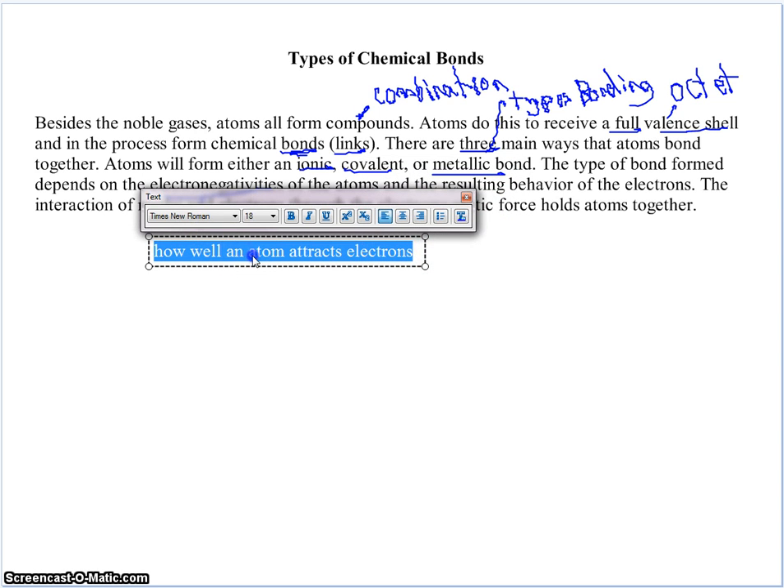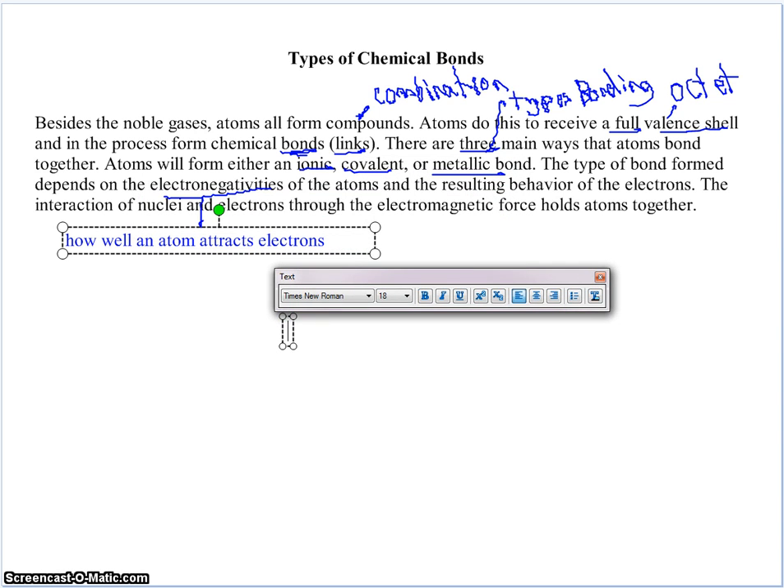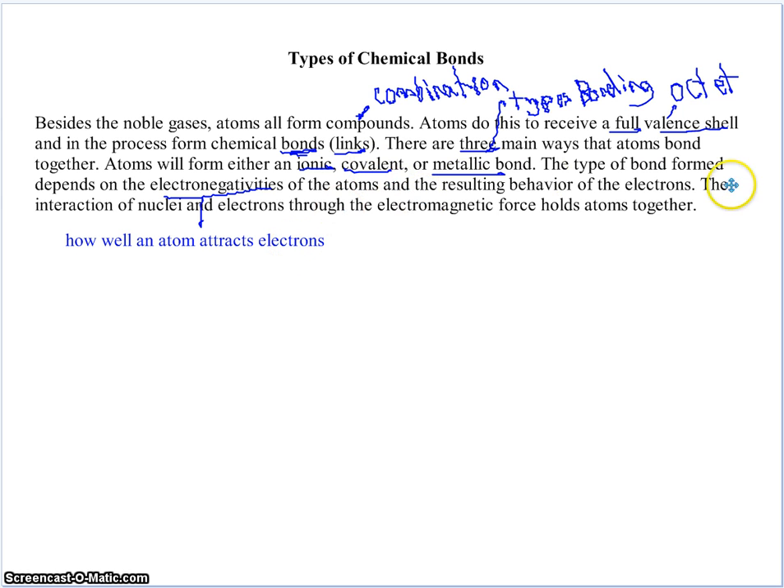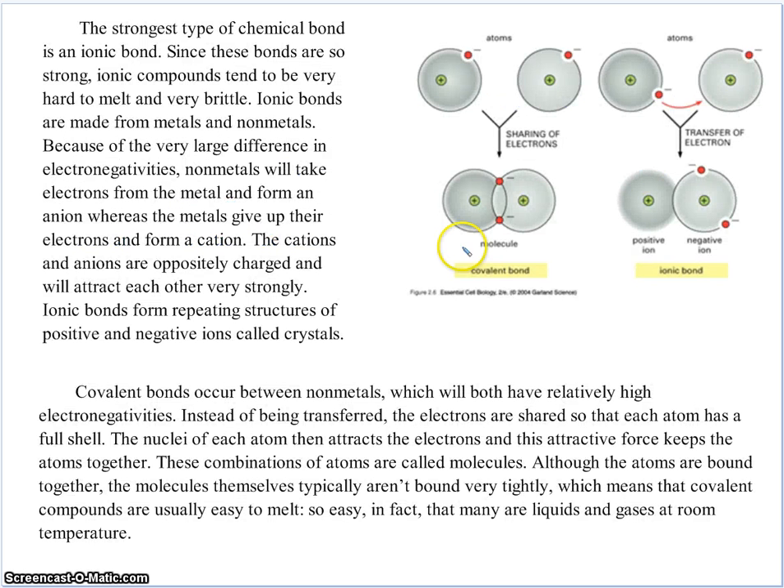Okay. And the resulting behavior of the electrons. So the electrons matter too. The interaction of nuclei, I know nuclei are the positive centers, and electrons through the electromagnetic force holds atoms together. Okay, so nuclei are positive, electrons are negative, and that's how the electromagnetic force works. Alright, so the strongest type of chemical bond is an ionic bond. Okay, so ionic is strong.